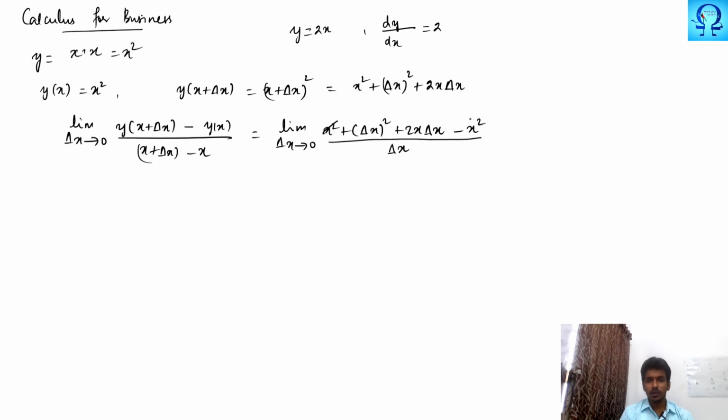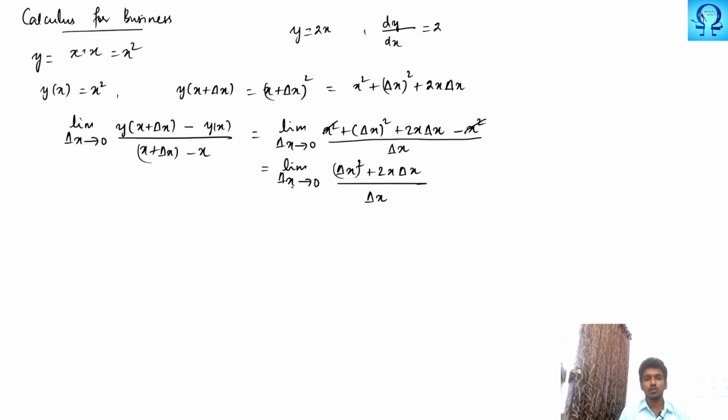Now this x square and this x square get cancelled, and we are left with the limit as delta x approaches 0 of delta x whole square plus 2x delta x upon delta x. Since this is approaching 0, we may take this as a very small quantity, and we shall try to substitute delta x as 0 in the numerator as well as in the denominator. If we do so, we are going to get 0 by 0. We don't know what that is.